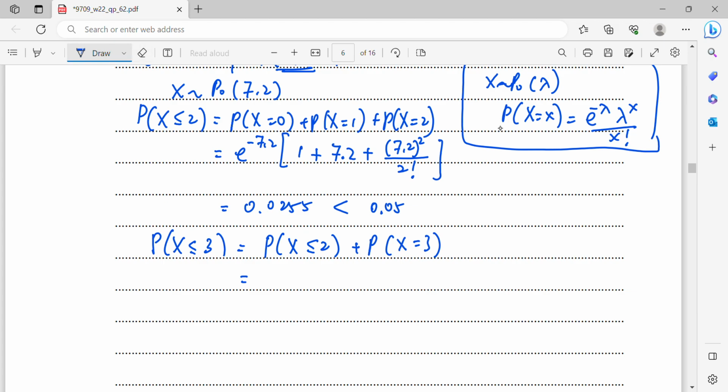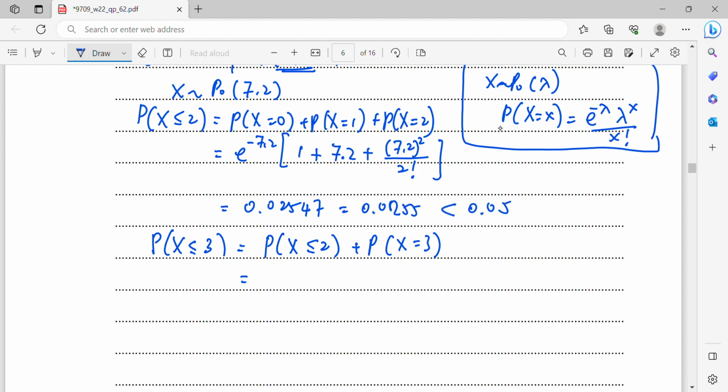Now for your information, if you need the previous calculation for the next calculation, it is better to leave your answer to 4 significant figures first for the previous calculation. So the previous calculation I will write as 0.02547. Then it's the same as 0.0255, which is less than 0.05.